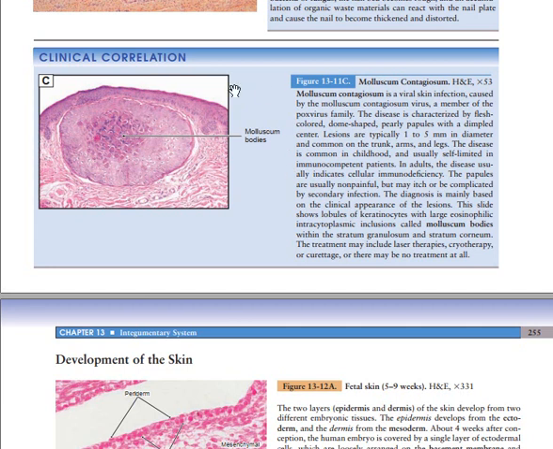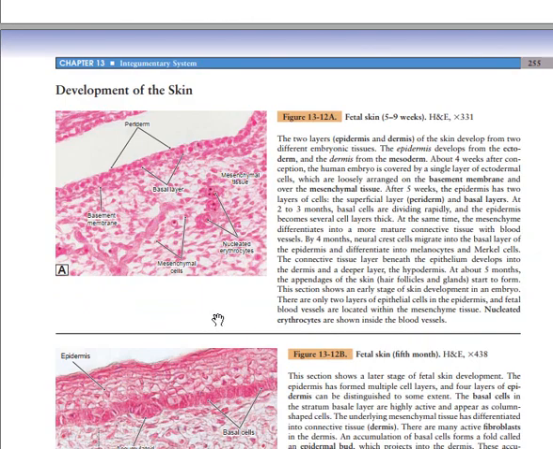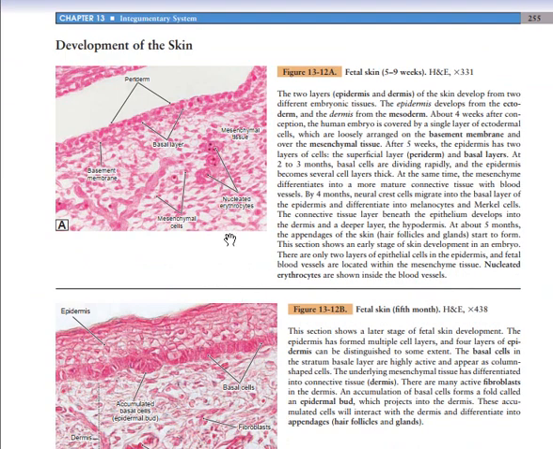This is how molluscum bodies resemble. The slide shows lobules of keratinocytes, you can see here, with large eosinophilic intracytoplasmic inclusions. Those intracytoplasmic inclusions are called molluscum bodies. Now the last part of this tutorial is going to be development of the skin.